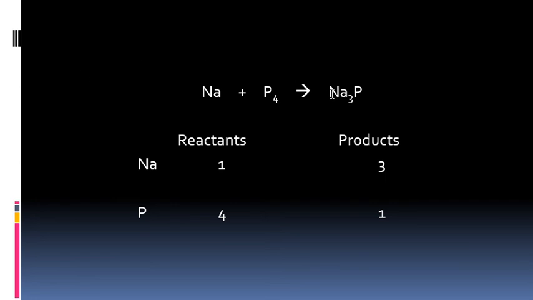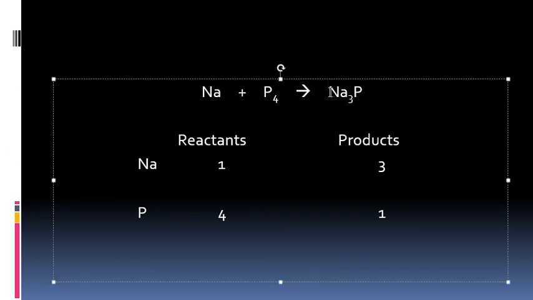So now we should think of a coefficient that we can add in front of Na3P that would give us a total of 4 phosphorus on the right side of the equation. So if Na3P only has 1 unit of phosphorus, what times 1 is 4? Well, 4. Therefore, we now have 4 moles of phosphorus on the product side, but on the product side we now have 4 times 3, which is 12 units of sodium.